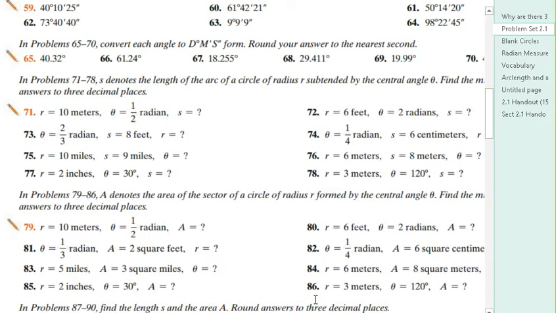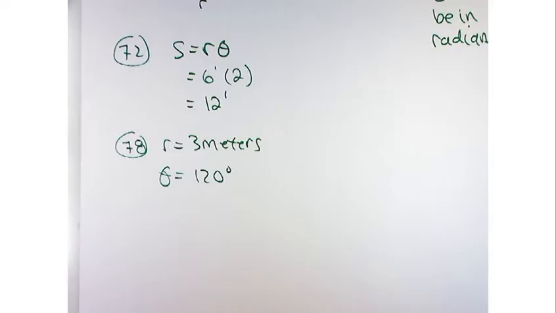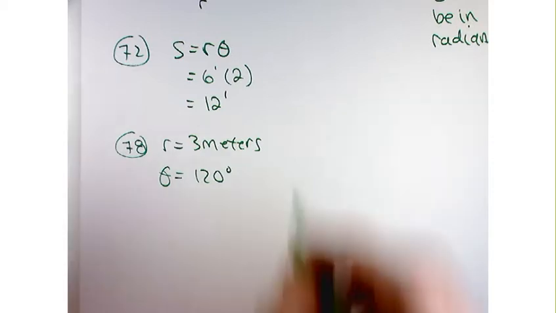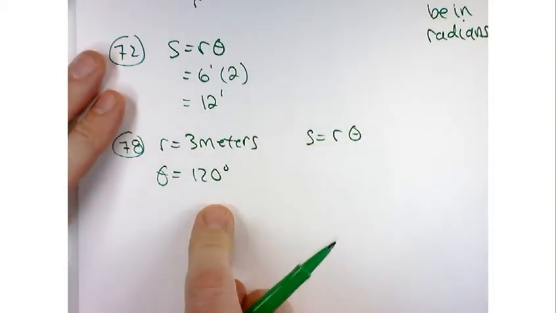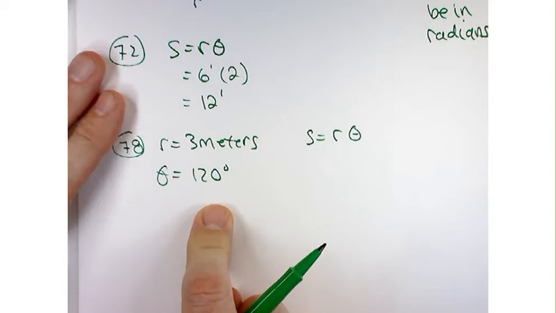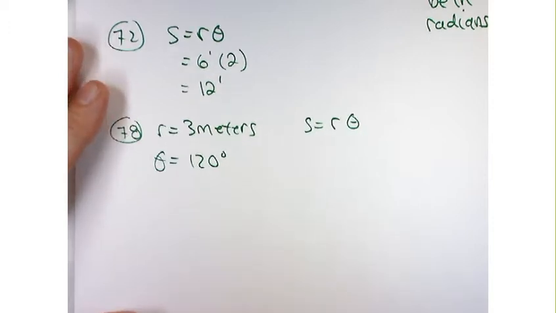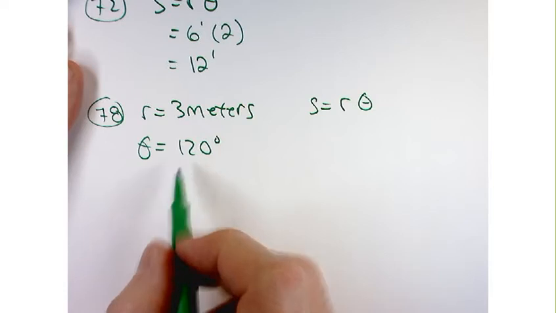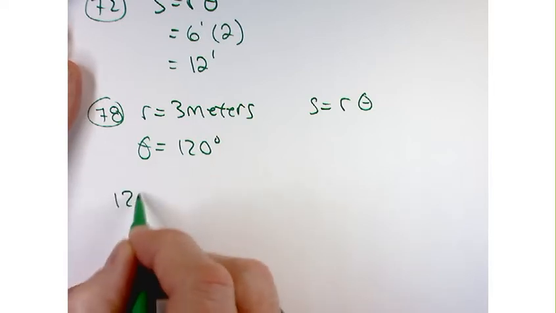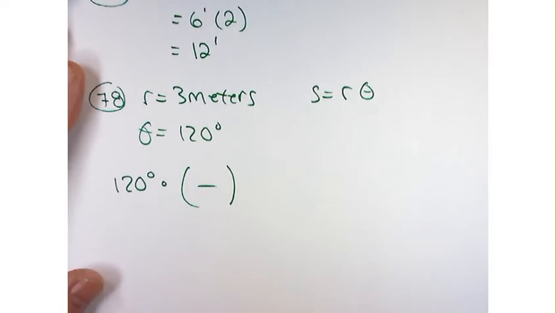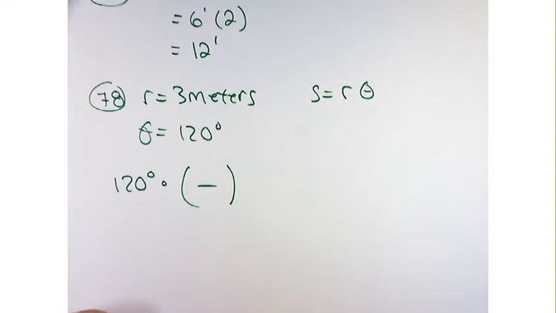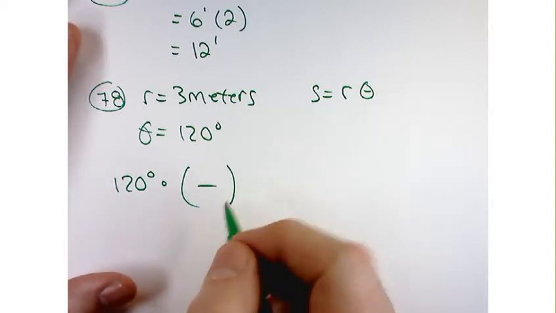Okay, that's a little bit more of an interesting example. So it's my same formula as before, S equals R theta, but I hope you don't give me 360 meters. It's going to be way off. We're going to start by converting that to radians. So 120 times what? Remind me. Jack, what do I multiply by to convert to radians from degrees?